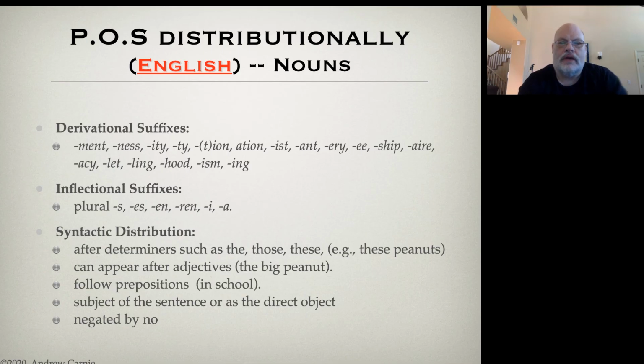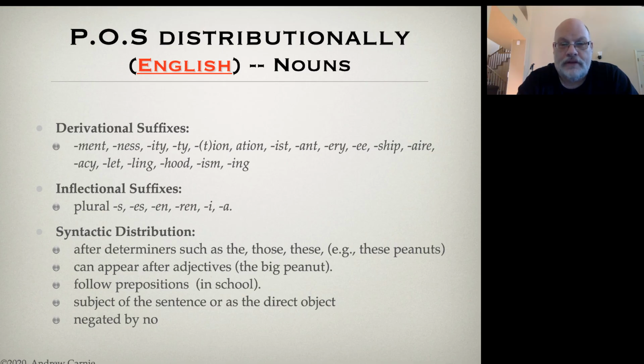Okay, now we can list the distributions for any particular language for particular parts of speech. So for example, in English, nouns have particular morphological distributions. They take particular kinds of derivational suffixes. These are suffixes that turn words into nouns, so things like -ship and -ist and -ness and -hood. Those are all suffixes that indicate that the word we're looking at is a noun.